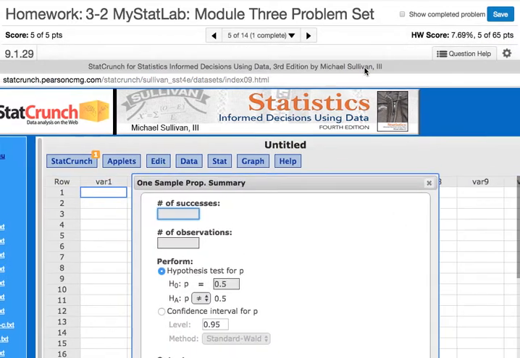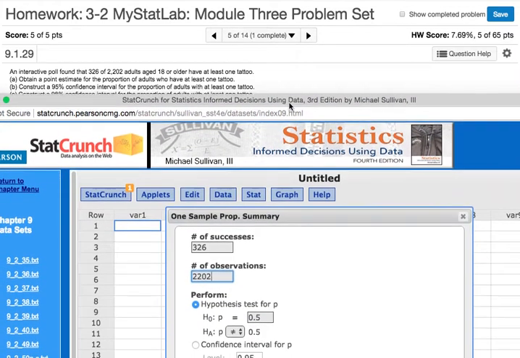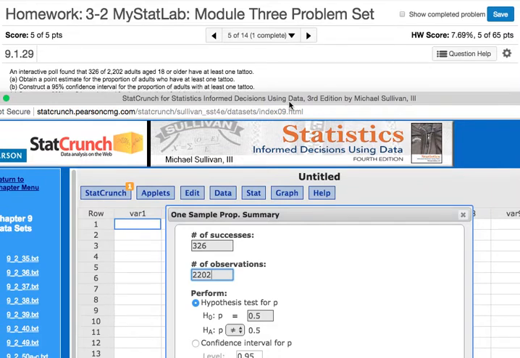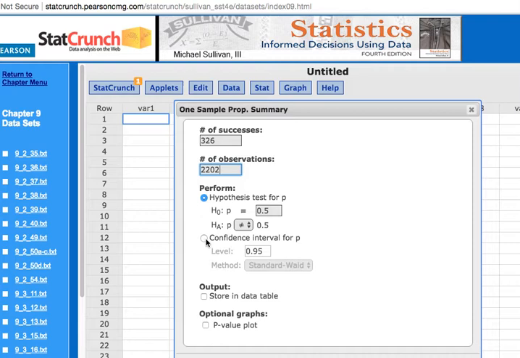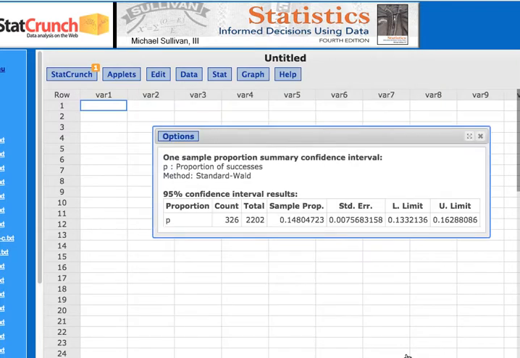Then we have to look at the number of successes, and that would be the number with at least one tattoo, and that's 326 out of the total number of observations, and that is 2,202 people that were surveyed. This is going to give me the proportion, but I can also calculate this 95% confidence interval on here. So I'm going to do that. I just click on confidence interval for P, and then I'm going to go ahead and compute it.